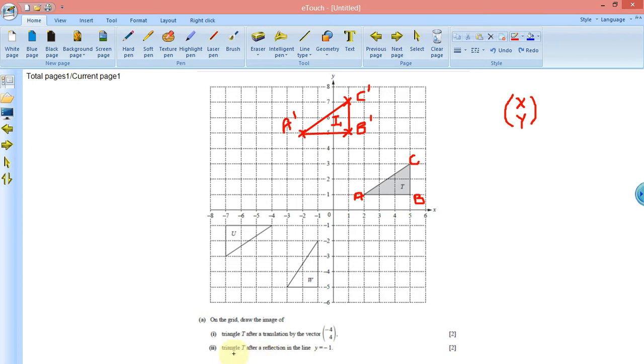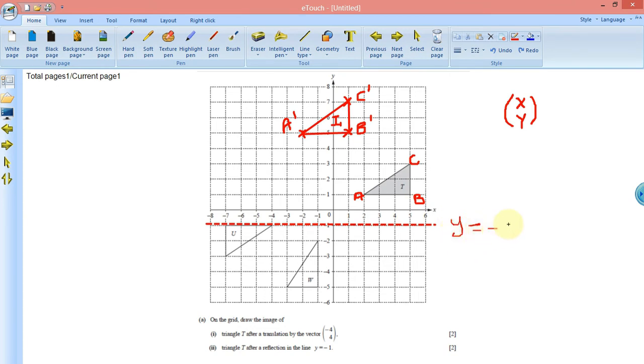So the next question is a reflection question. Triangle T after reflection in the line y equals minus 1. So go to the y-axis. This is minus 1 on the y-axis. So draw a line across that. So this line is y equals minus 1. So I can tag the line y equals minus 1.